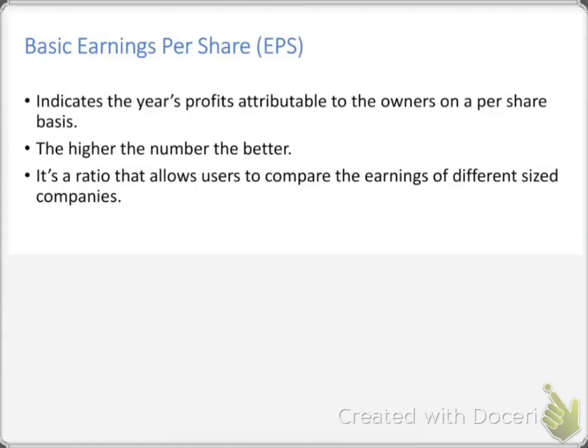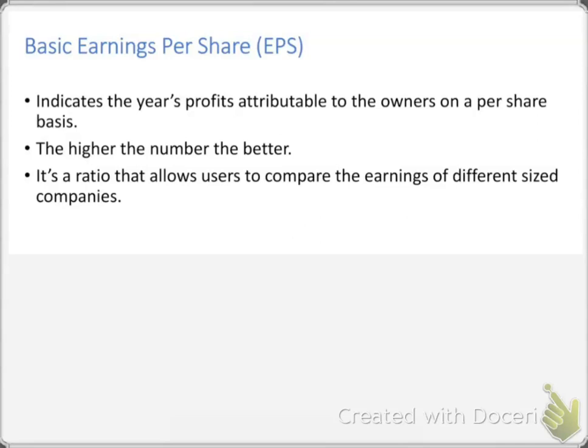Earnings per share calculates the year's profits that are available to the owners on a per share basis. So the company is not going to actually distribute these profits, but of the year's earnings, how much of the profits were attributable to owners, and then they calculate it per share basis so that it allows the users to compare earnings of different sized companies. When you're looking at earnings per share, the higher the number, the better.